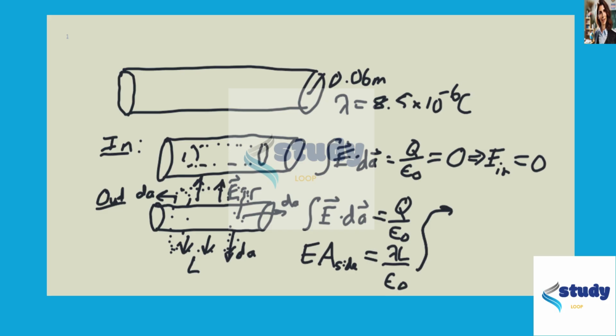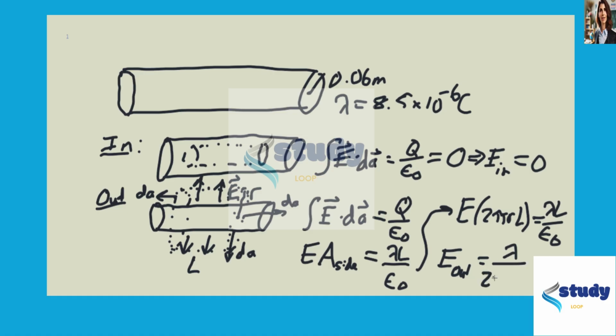Now the side area of a cylinder is simply 2 pi r, the circumference of a circle, times the height of our cylinder. So this will be E times 2 pi R L, and this is equal to lambda L over epsilon naught. Therefore, our electric field outside of our cylindrical shell is simply equal to lambda over 2 pi R times epsilon naught. Now we have our electric field everywhere in space, and from this we can find our voltage.